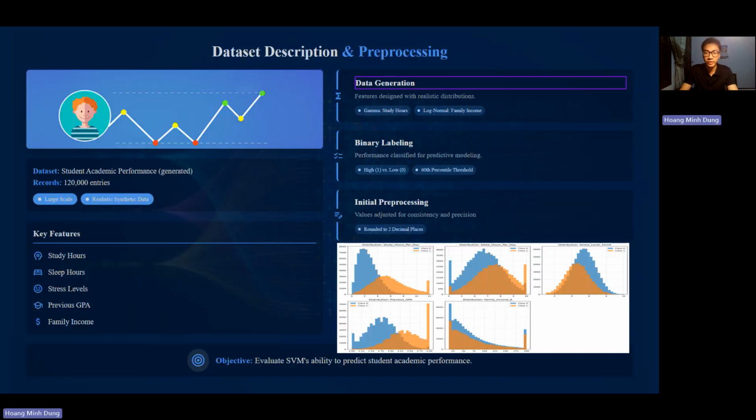Now I talk about the project. For this project, I used a generated data set to model student academic performance. This is a large-scale data set. I generated a set with 110,000 records.